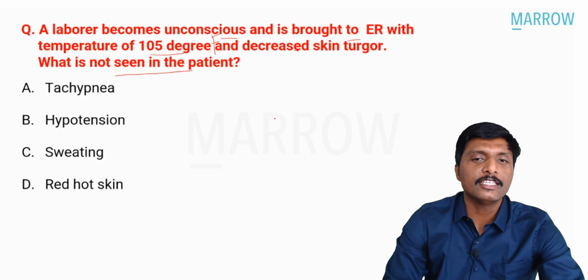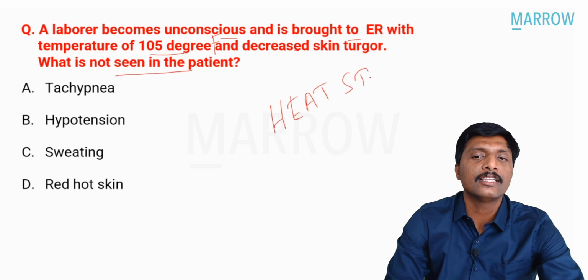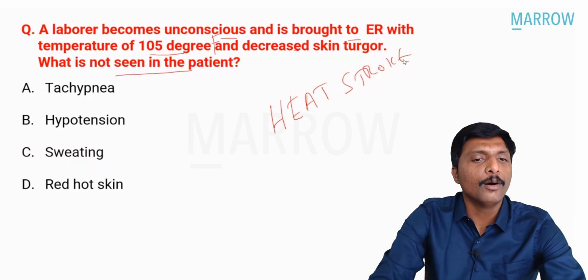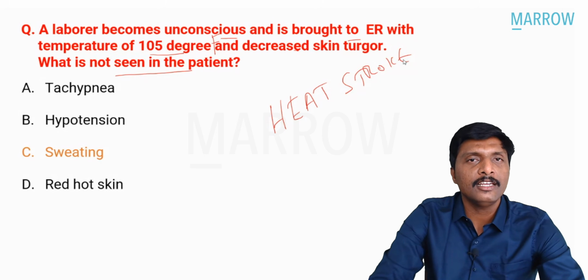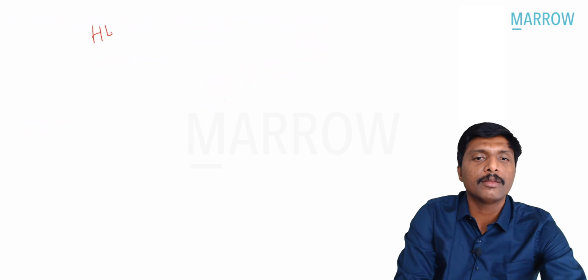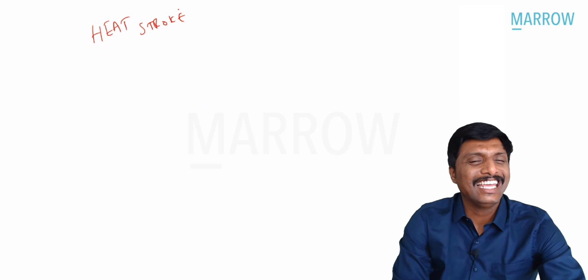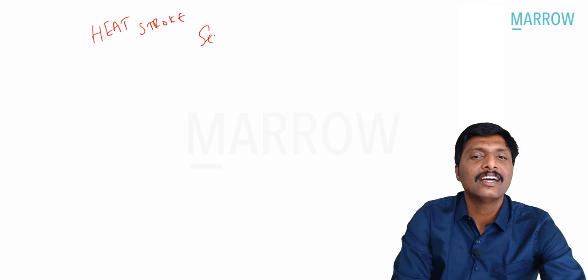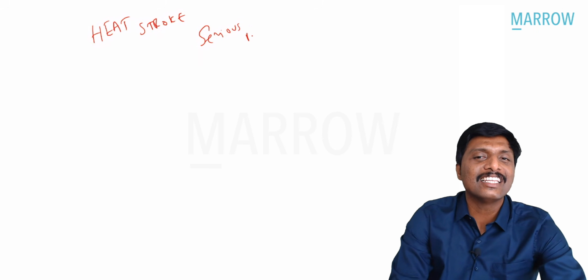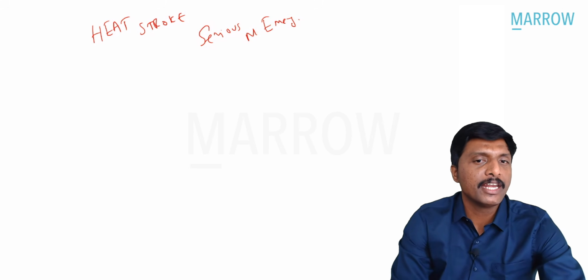This question is about a very, very serious medical emergency, that is our heat stroke. The answer for the question, obviously, is that sweating will not be seen. What is this clinical state, sir? Extremely important concept. Whenever we talk about heat stroke, it is the serious one out of all the heat illnesses, and it is a medical emergency. You need to attend to it immediately.